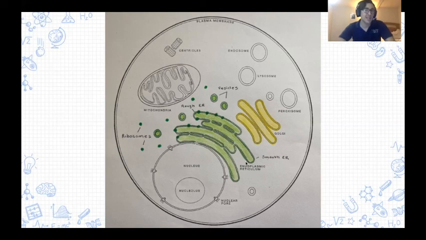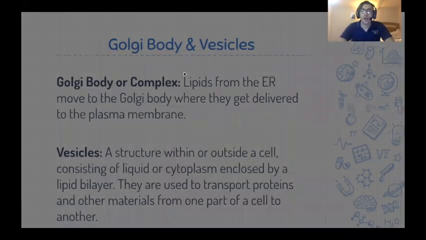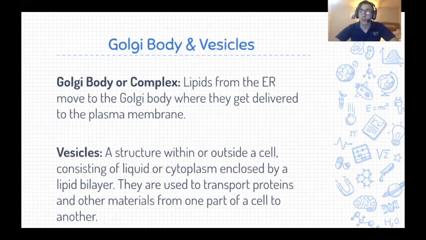Now, something that I didn't mention before is that these ribosomes, or these little protein workers, are not just going to be bound to the endoplasmic reticulum, okay? They're also going to be floating freely throughout the cytoplasm, making proteins that are going to go to different parts of the cell. Now, the next organelles that we're going to be talking about are the Golgi body, or the Golgi complex. After these lipids leave the endoplasmic reticulum, they're going to go over to the Golgi body so they can be delivered to the membrane, right?